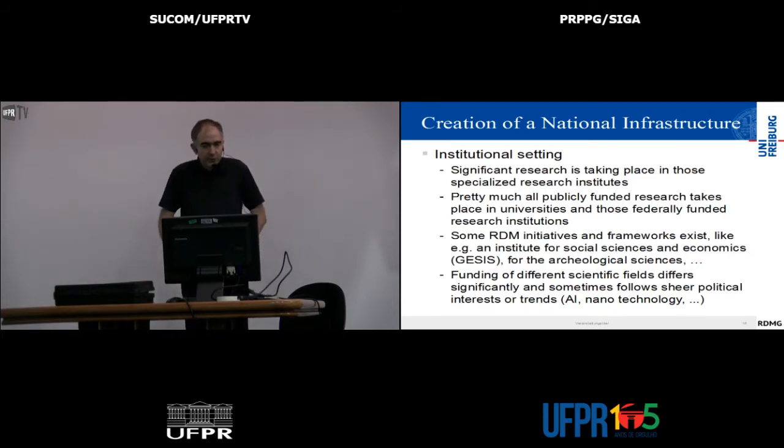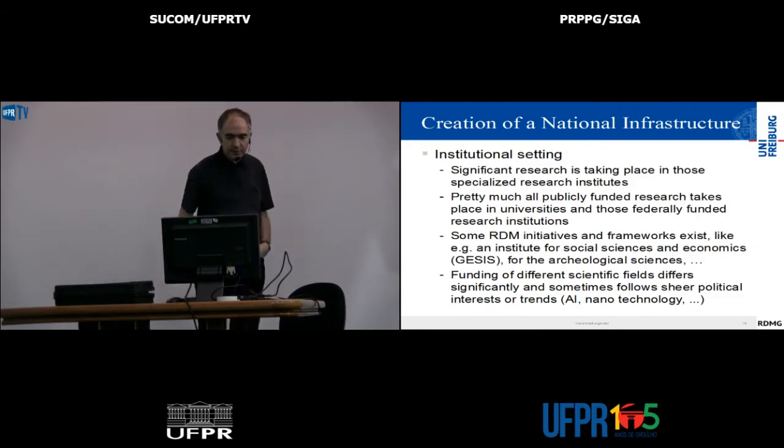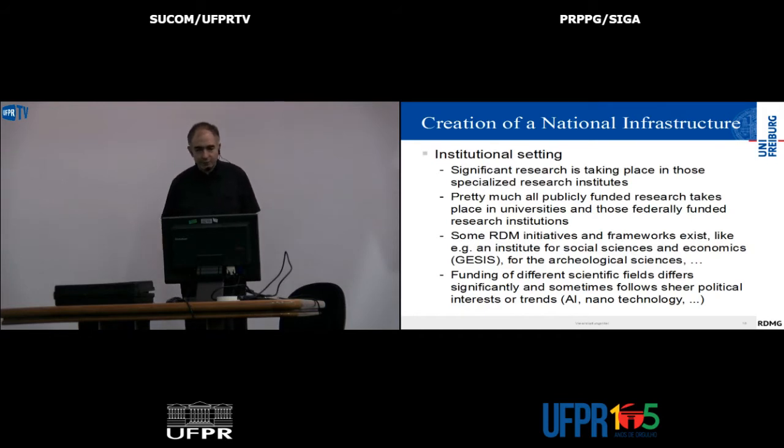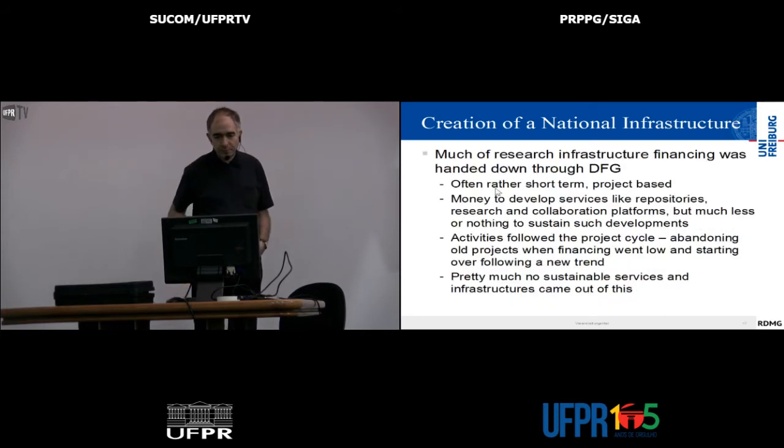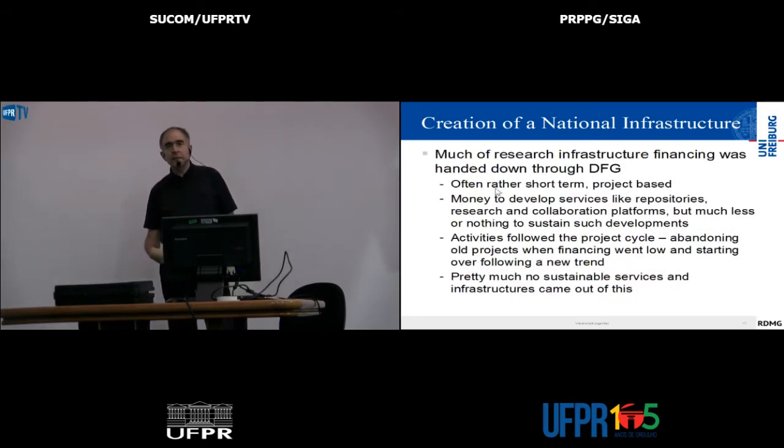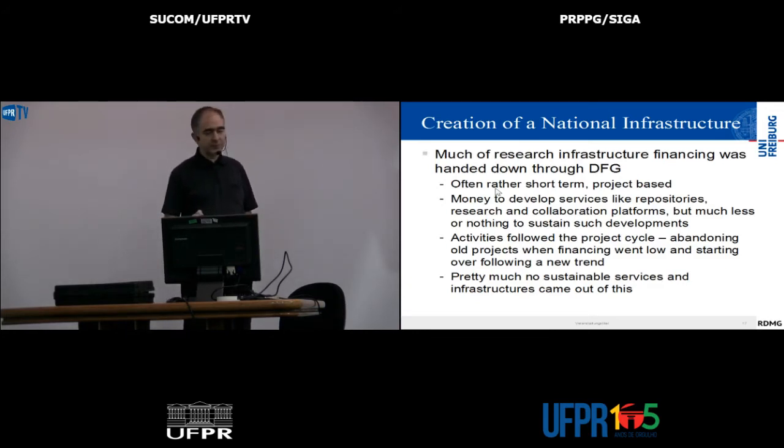So we have some research data management initiatives. We have in Germany GESIS, which is on social sciences and economics. We have, as I mentioned, archaeological sciences. You see these grassroots activities, they're starting. Funding is based on sheer political interest or trends or powerful people. In Germany, at least the initial research funding is done by the Science Foundation. The disadvantage is it's short term.